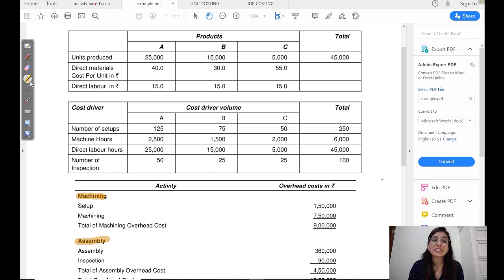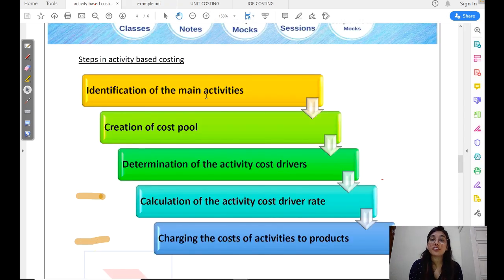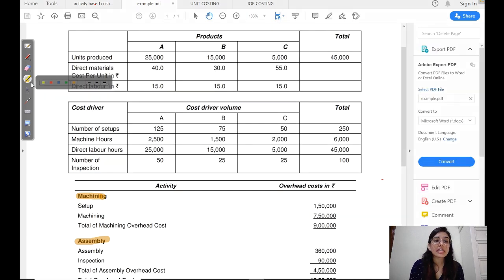Then the next step is that we need to identify the cost pools, right? Here, as you can see, first is the identification of the main activity and then the creation of the cost pool. So now we will create the pools. Here setup and machining are activity pools, then assembly and inspection are the activity pools, right? We are given the cost of these activity pools as well.